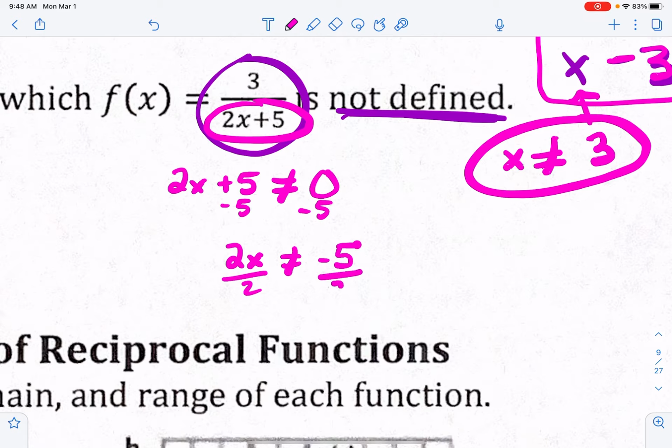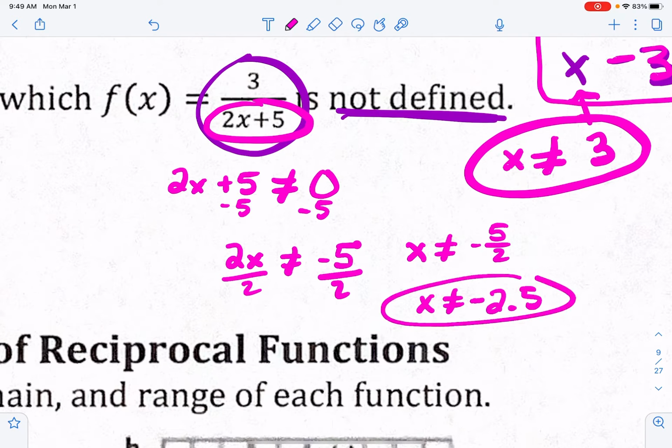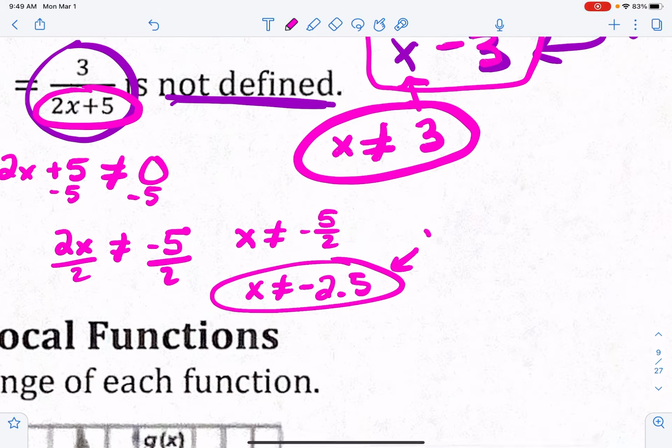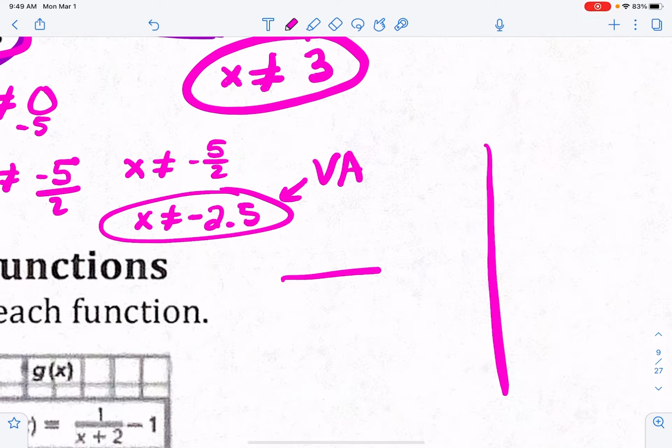Then divide by 2. So x cannot be equal to negative 5 over 2, or if you don't like writing fractions, negative 5 over 2 is negative 2.5. So that's where we say x is not defined. x cannot be equal to negative 2.5. Now the special thing about that is, since x can't live there, that's where your vertical asymptote is going to live. So if we were to graph this, instead of my vertical asymptote being here at 0, it would be at negative 2.5, which is right here.